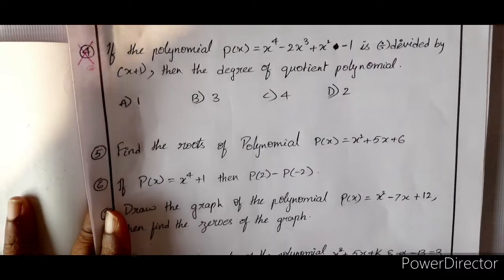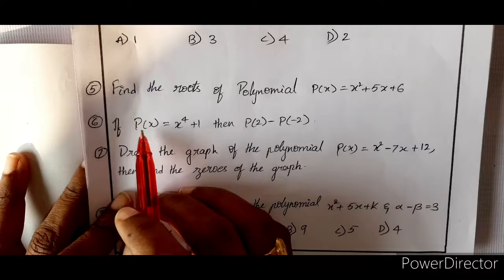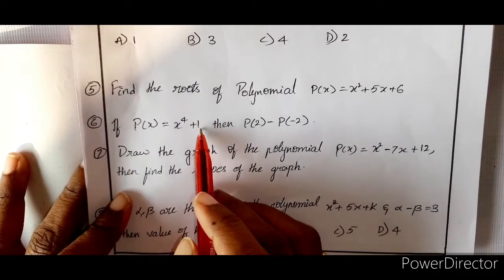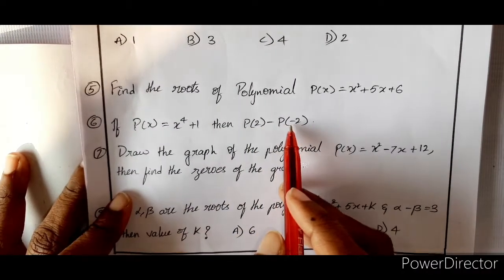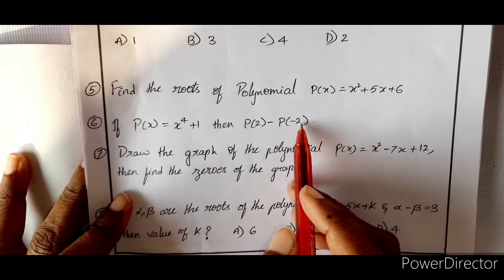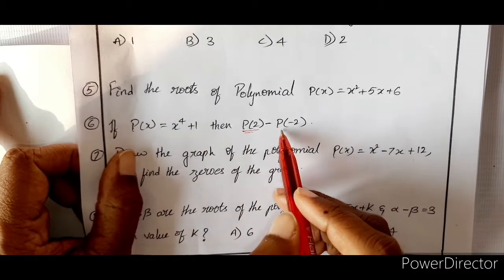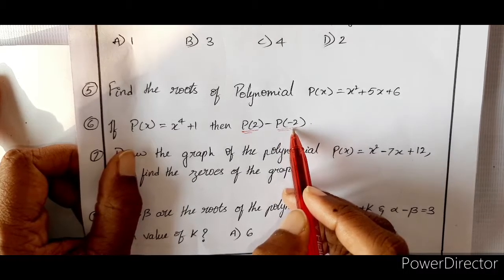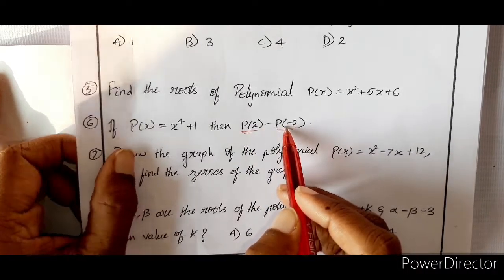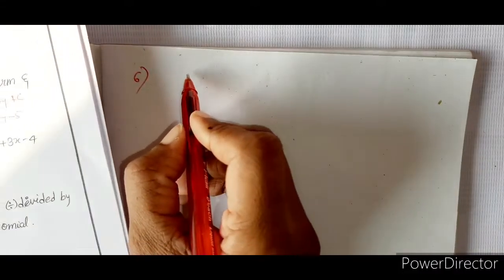Now let's see the next problem. If p of x is equal to x power 4 plus 1, then find p of 2 minus p of minus 2. So what we should do is find p of 2, find p of minus 2, and from this you have to subtract this one. So, the sixth one.